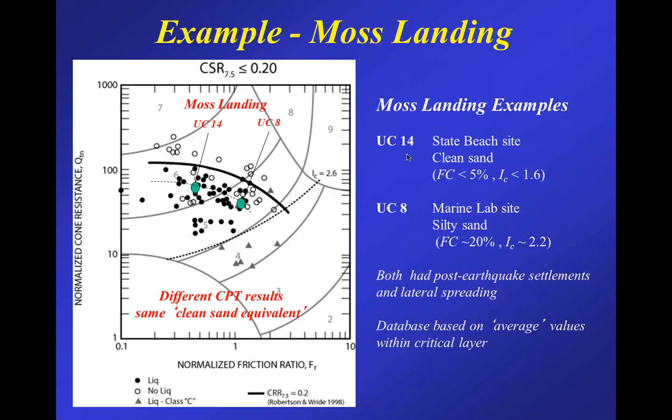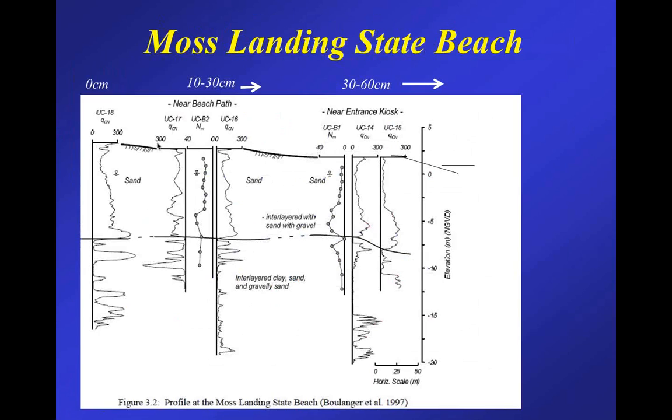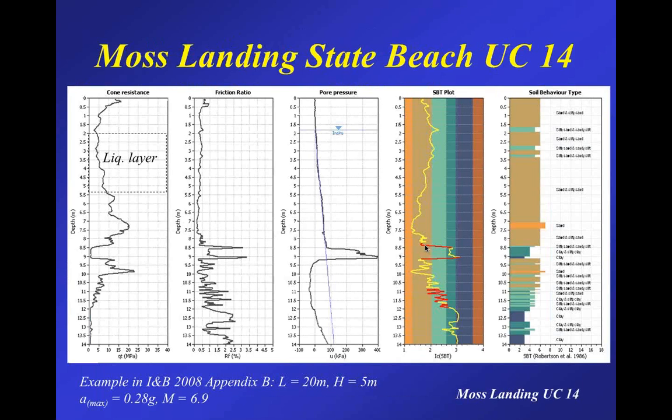So Moss Landing is a good example. This is actually the example at UC14, which is at State Beach, 5%. Soil behavior type Ic is quite small at 1.6. And then over at Moss Landing, the percent Ic is about 2.2. Interestingly, if you look at the plot, they both plot on the same clean sand equivalent. So although they've got different Ic, they have similar resistance to cyclic loading. You can see UC8 had a correction, but they end up essentially at the same location. Here's the spring down to the harbor at Moss Landing, and you see for 6 or 7 meters an overlaying CPT profile.